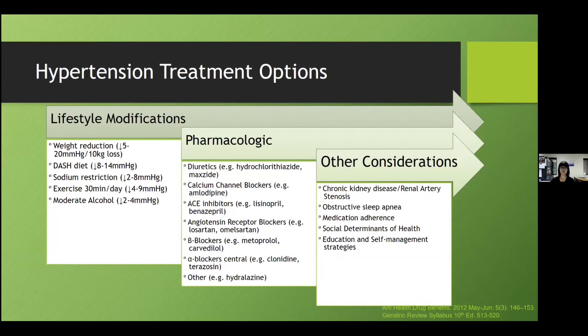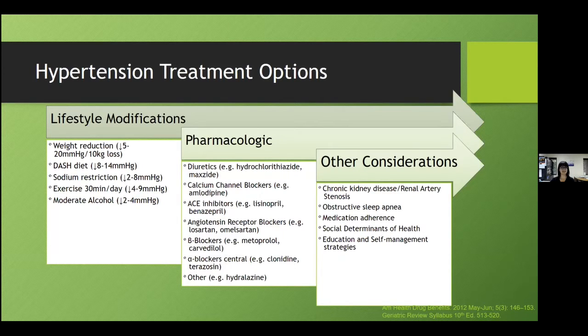It looks like weight reduction is probably the biggest thing that can be done to lower your blood pressure, at about 5 to 20 millimeters of mercury per 10 kilograms lost. So 22 pounds can lower your blood pressure 5 to 20 millimeters of mercury, which is potentially asking quite a lot of folks. That's upwards of 10 to 15% of the average person's body weight.